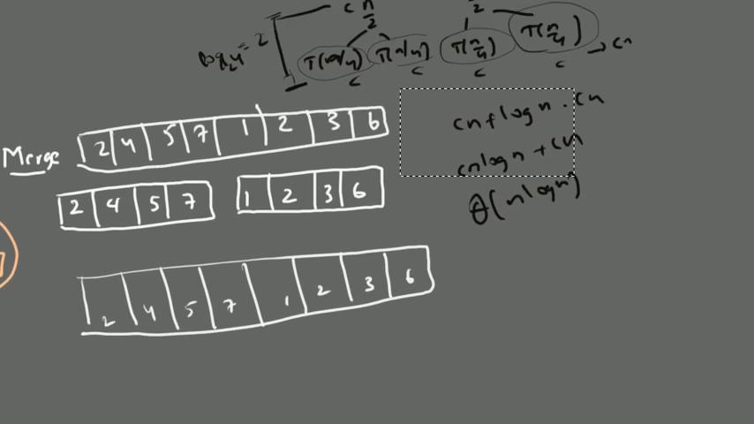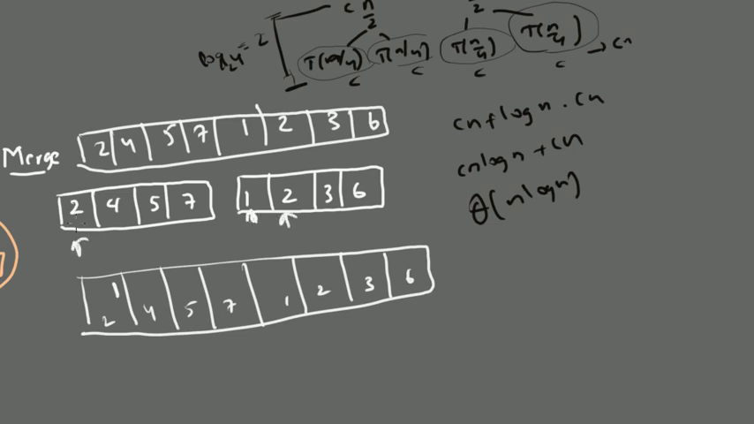Now let's take a look at how we merge. Say you start off with an initial array 2, 4, 5, 7, 1, 2, 3, 6. You basically split that in half, and then you take 2, 4, 5, 7 in one array, and 1, 2, 3, 6 in another, and then you do comparison. You'd compare 2 and 1. Because 1 is smaller than 2, you'd put 1 here, and then you move the pointer here.